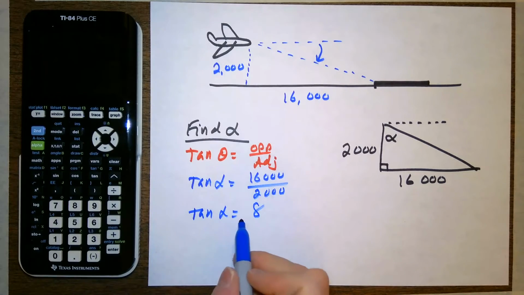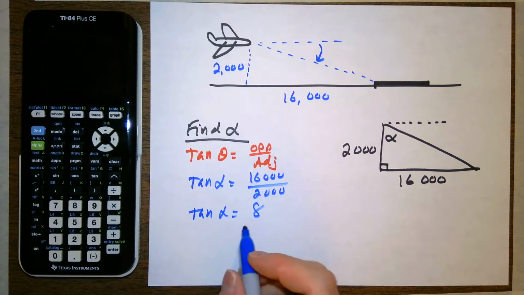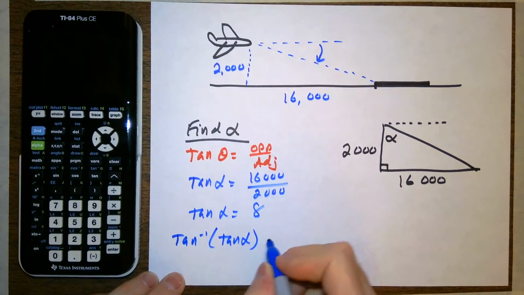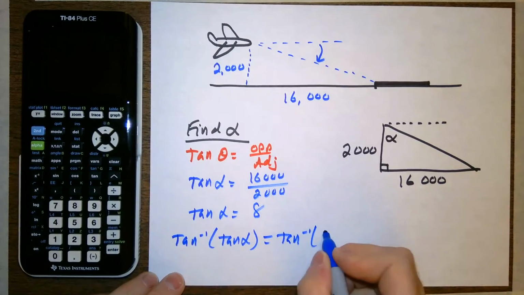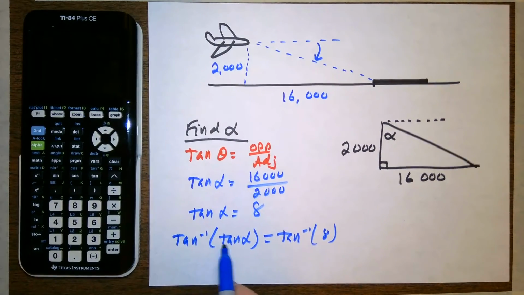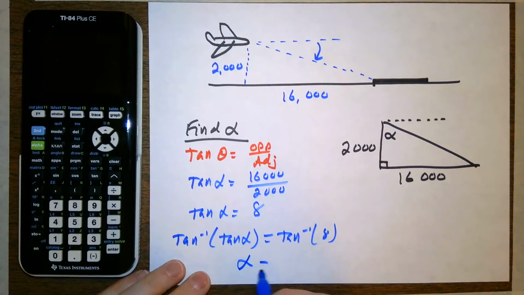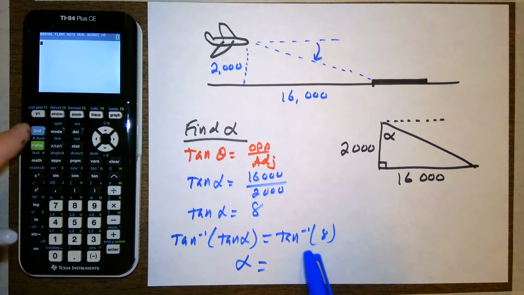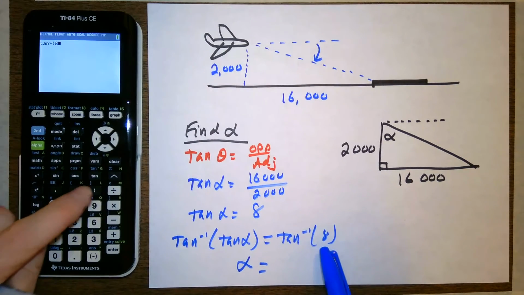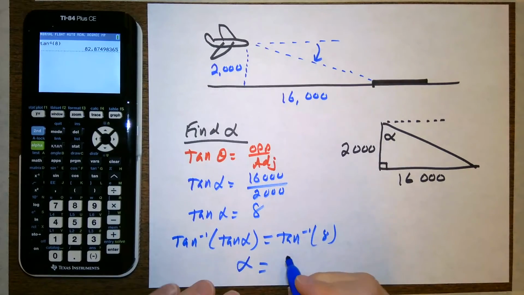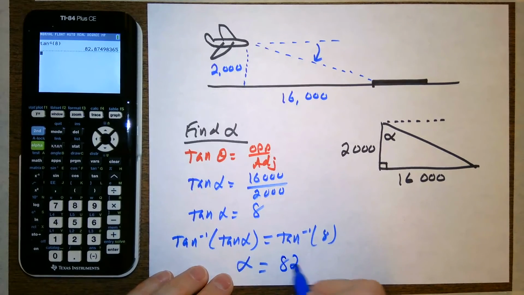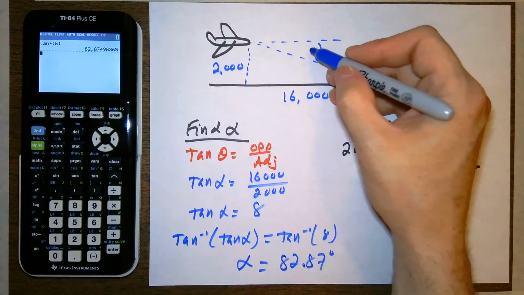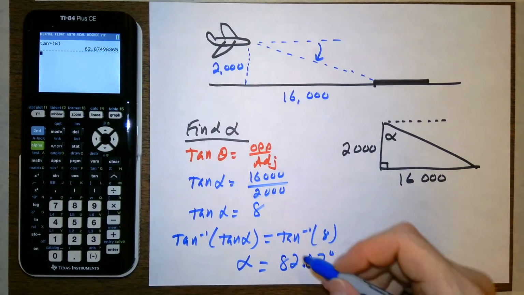What angle has a tangent of 8? This is where we have to do the inverse tangent. So I'm going to take the inverse tangent of the tangent of alpha equals the inverse tangent of 8. Inverse tangent and tangent cancel each other out, and I get alpha equals the inverse tangent of 8. So on my calculator, I'm going to go to second tangent, inverse tangent of 8 equals, and it tells me 82.87 degrees. Now remember, that's the angle that's in here, not the angle that I really wanted.